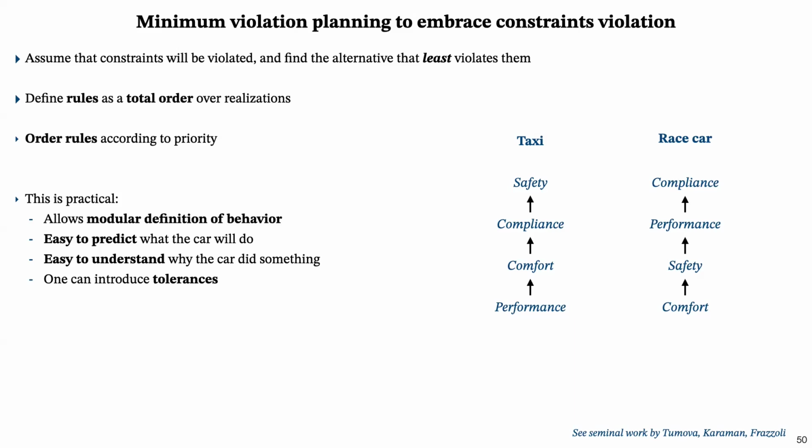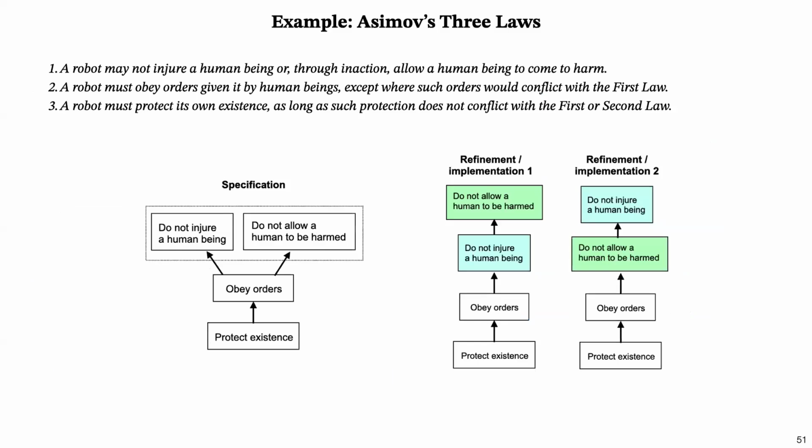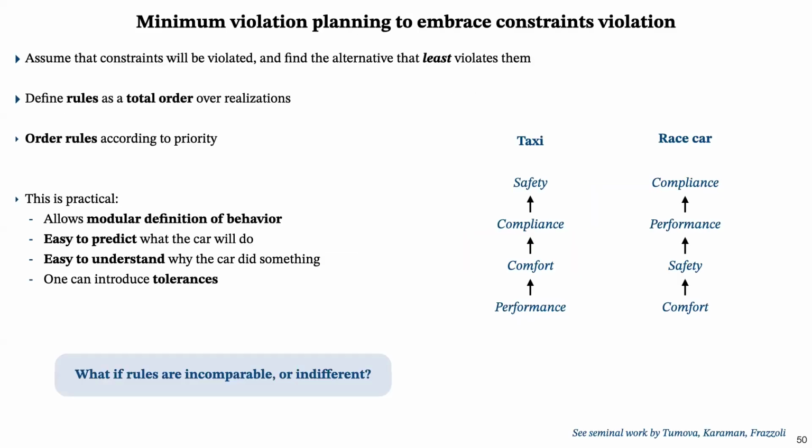This was very cool in practice because it allowed modular definition of your behaviors. It was easy to predict what the car would have done, and it was easy to understand why the car did something. So in terms of transparency, this was great. And computationally, one could introduce tolerances and compute solutions for these motion planning problems. So for rulebooks, which is what this was called initially, this was very good. However, I just made a case in the entire talk for incomparable trade-offs, right? And here everything is ordered. So what came up later was this idea of adding incomparable rules.